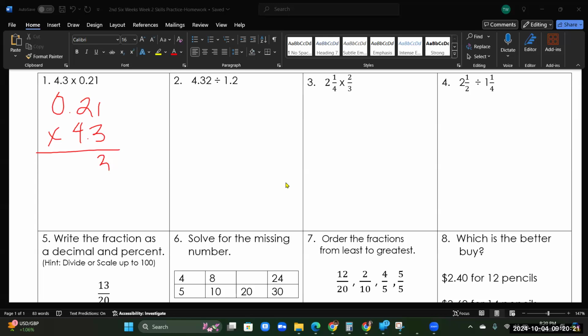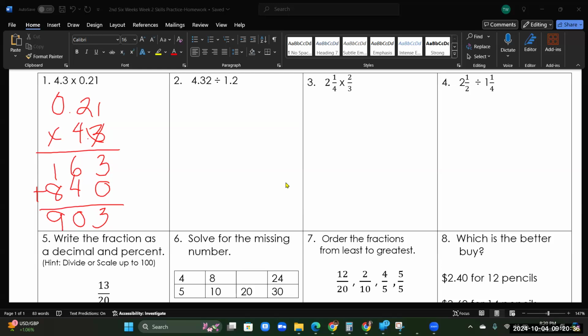1 times 3 is 3. 2 times 3 is 6. Cross out, placeholder. 1 times 4 is 4. 2 times 4 is 8. Add them up. 3, 10, 9.